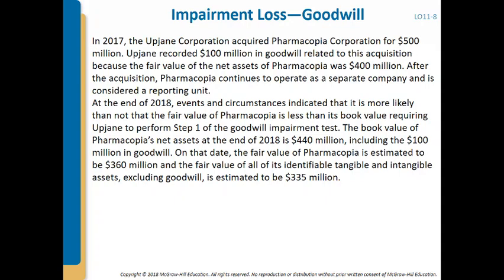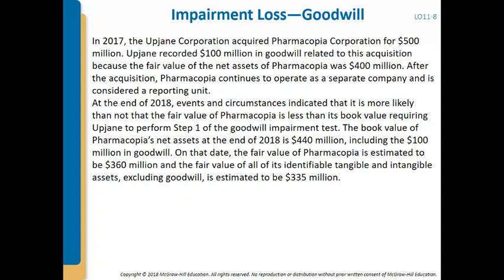So in this case, the fair value of Pharmacopoeia is below its book value by, well, 440 versus 360. And so that's the value including goodwill, 360.